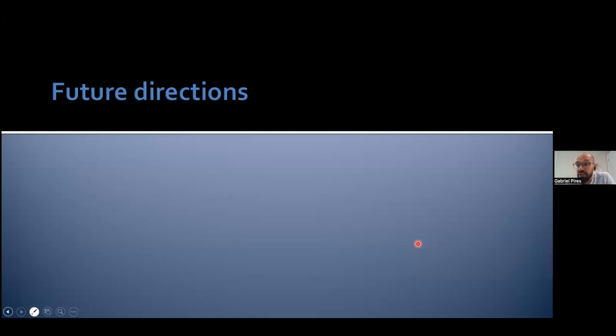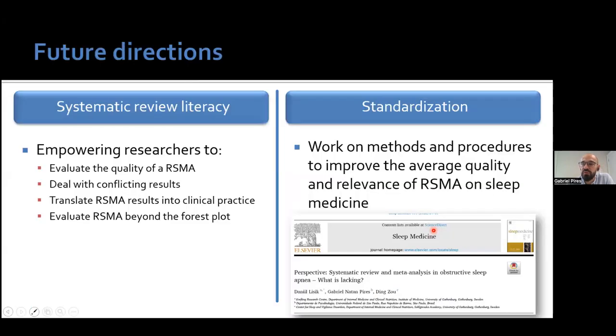So, future directions for systematic reviews in sleep medicine. I do believe we have to invest in 2 things. The first one, systematic review literacy, as I mentioned before. Once sleep researchers are able to understand systematic reviews, they will be empowered to evaluate the quality of these approaches. They will be able to deal with conflicting systematic reviews, with conflicting results.